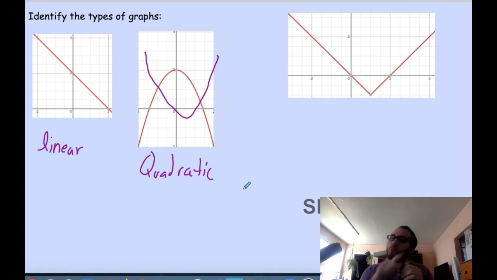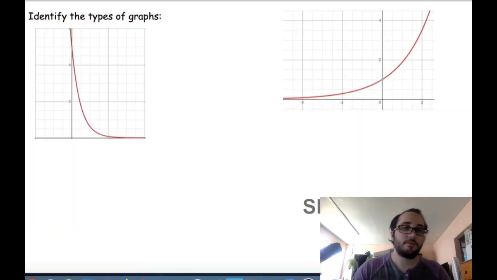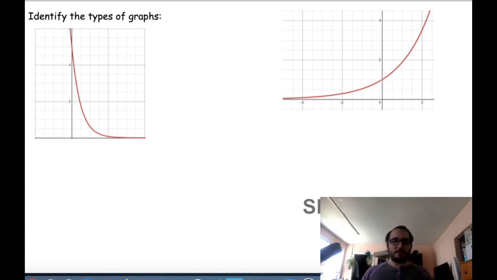It kind of looks like a quadratic, but it comes to a point. It's a V, right? And functions that, when you graph them, look like a V are absolute value functions. This is what you learned this week. Alright, let's look at these graphs.